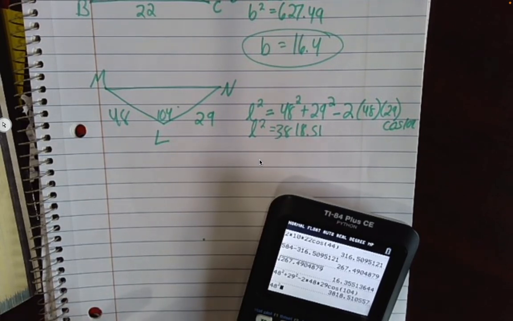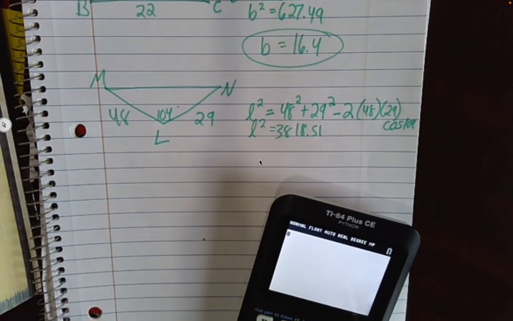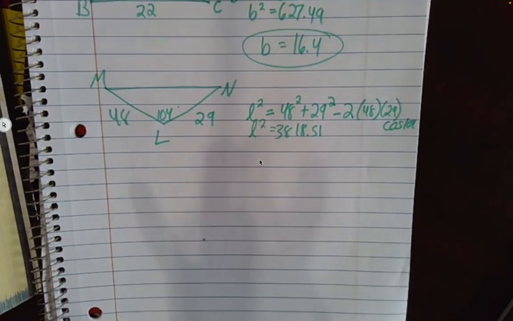Let me try it my way, how I did it last time. You need cosine of 104. Oh, it is 104. See if you get the same answer. Now, that is not my final answer, but I'm waiting.